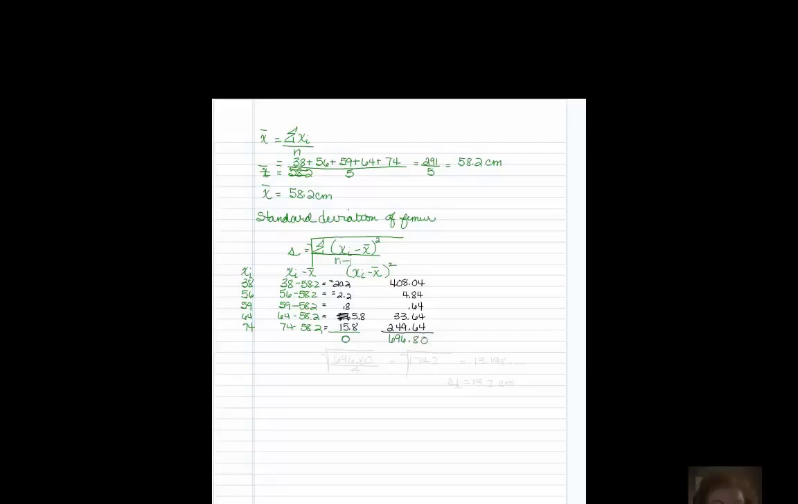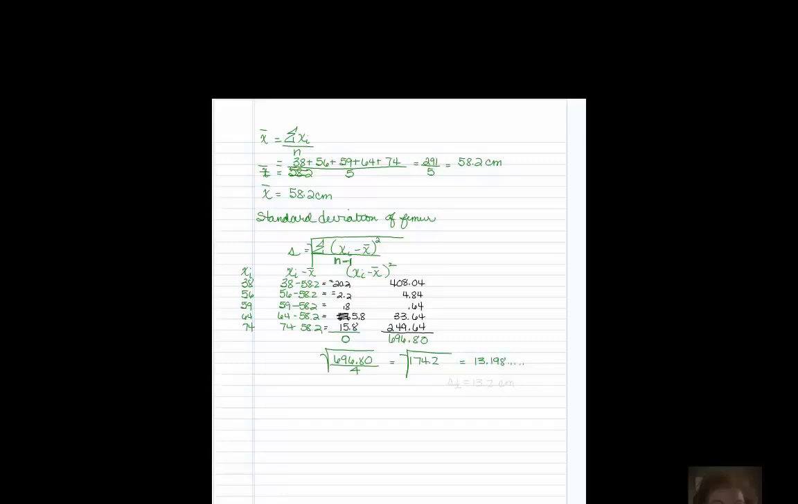Now, go back to my formula. The next thing I'm going to do is divide by n minus 1. So I'm going to take 696.80 divided by, I have 5 individuals minus 1, so I'm going to divide it by 4. And when I do that, I get 174.2, and then I want to take the square root of everything. And I get 13.198, and it goes on and on and on.